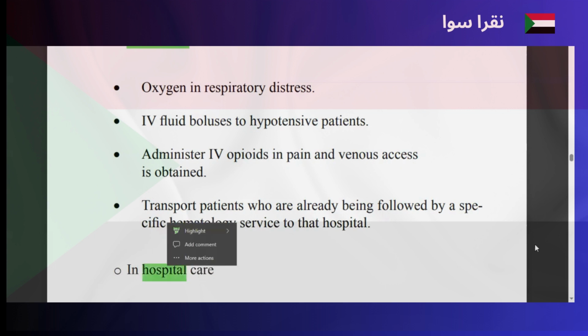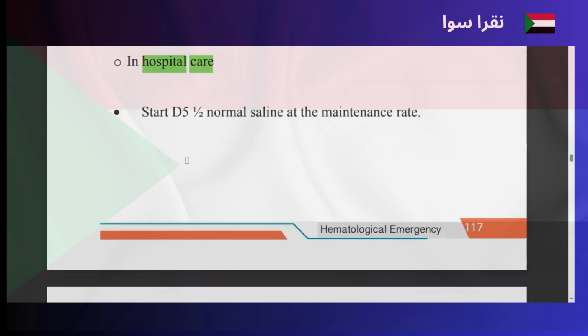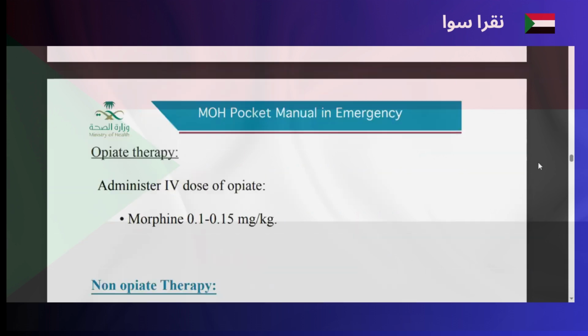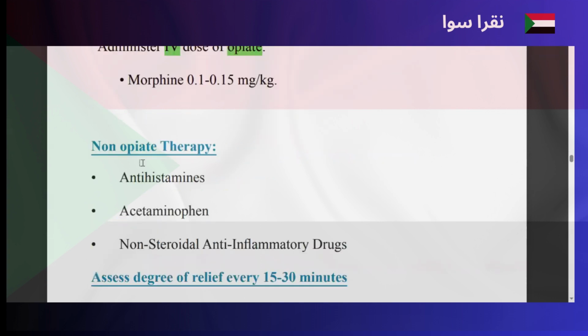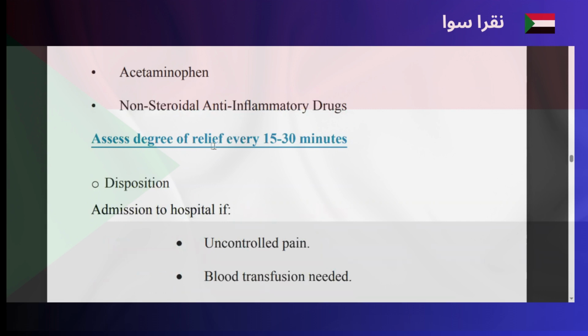In hospital care, start D5 half normal saline at the maintenance rate. Opiate therapy: administer IV dose of opiate, morphine from 0.1 to 0.15 milligram per kg. The non-opioid therapy: antihistamines, acetaminophen, non-steroidal anti-inflammatory drugs. Assess the degree of relief every 15 to 30 minutes.